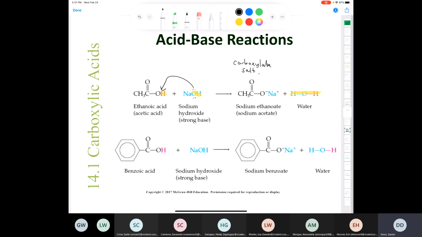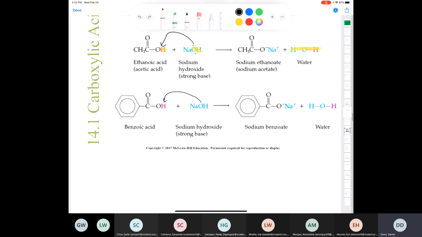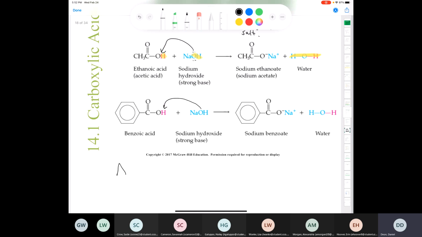You can see the exact same thing happening here with the benzoic acid, right? The hydroxide is going to take that proton. You're left over with the carboxylate salt and water. The same old thing is happening in both of these reactions. You're taking an acid plus a base. You're getting a salt and water in each case.